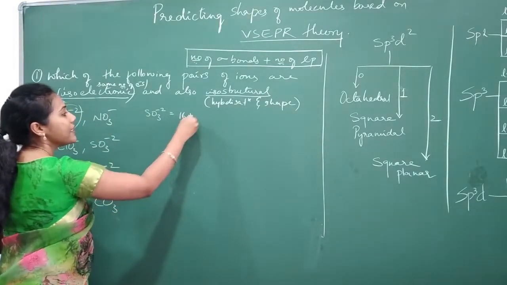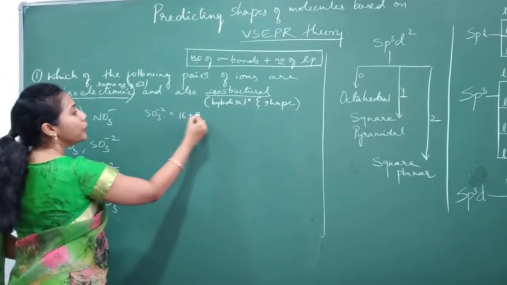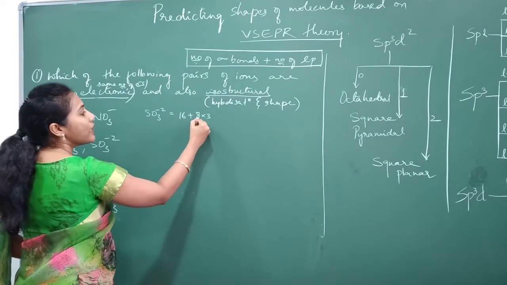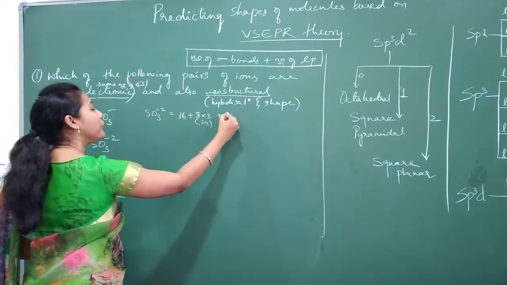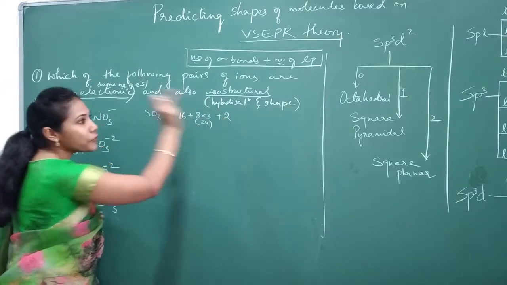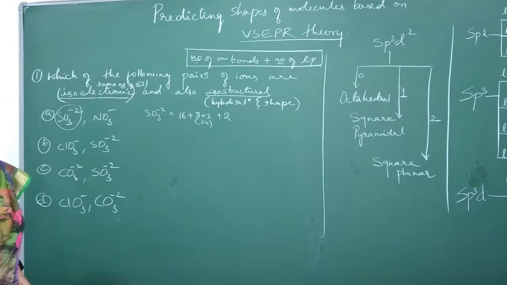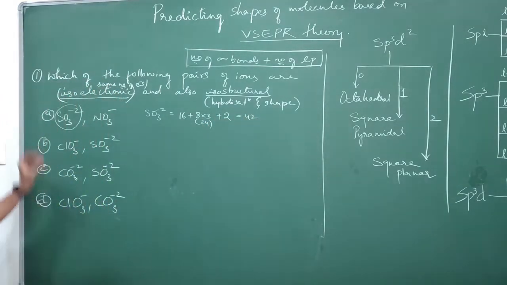16, plus oxygen atomic number 8 into 3. Okay, so that is 24. Plus minus 2 is there, no? You have to add 2 electrons. So 16 plus 24 plus 2, you will get 42. Yes or no? So 42 is the number of electrons that is there in SO3 minus 2 molecule.